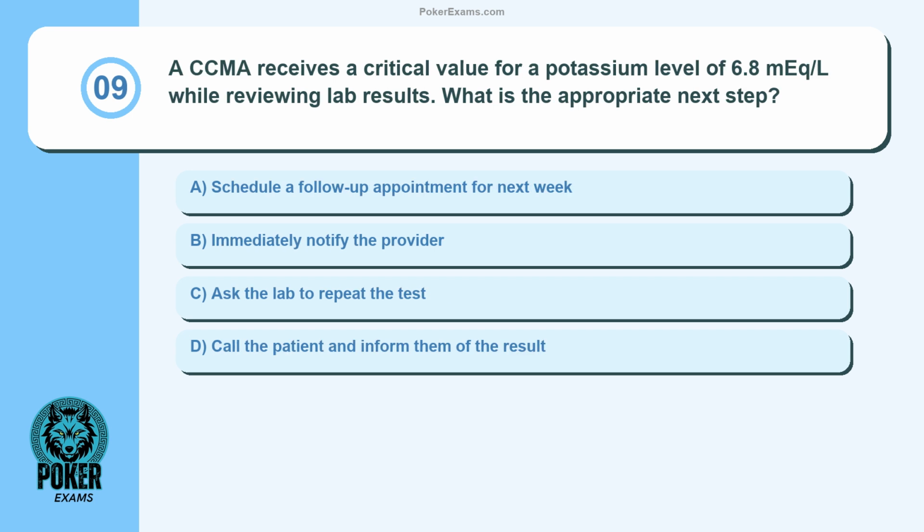Question 9. A CCMA receives a critical value for a potassium level of 6.8 milliequivalent/L while reviewing lab results. What is the appropriate next step? Schedule a follow-up appointment for next week. Immediately notify the provider. Ask the lab to repeat the test. Call the patient and inform them of the result.